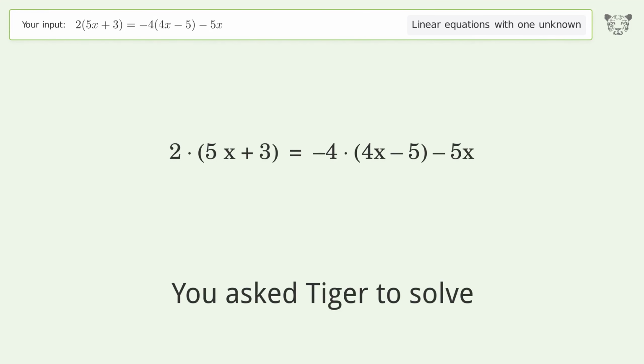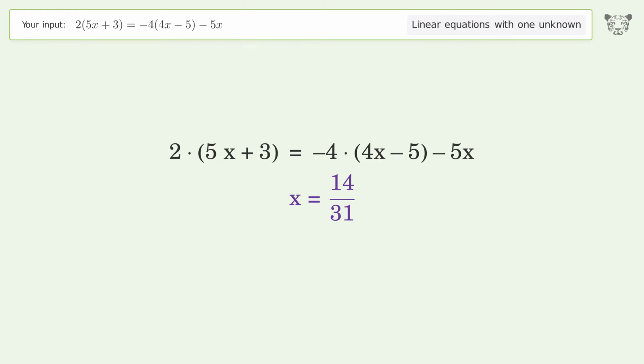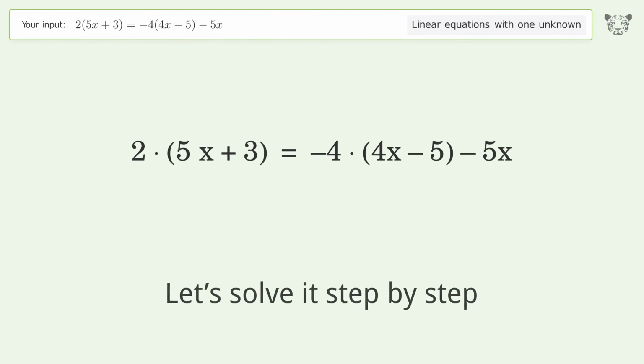You ask Tiger to solve this. This deals with linear equations with one unknown. The final result is x equals 14/31. Let's solve it step by step.